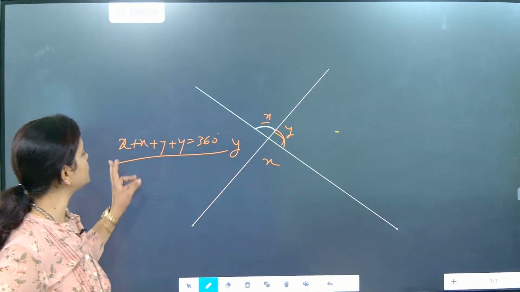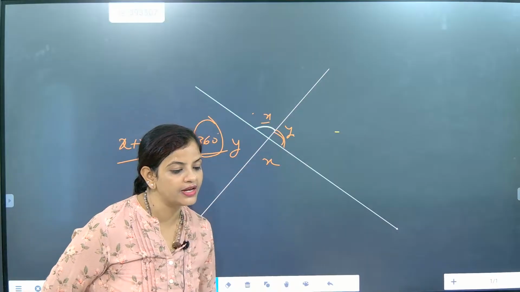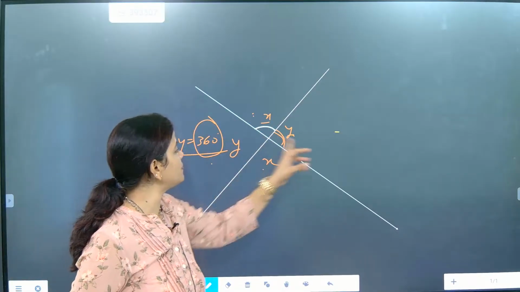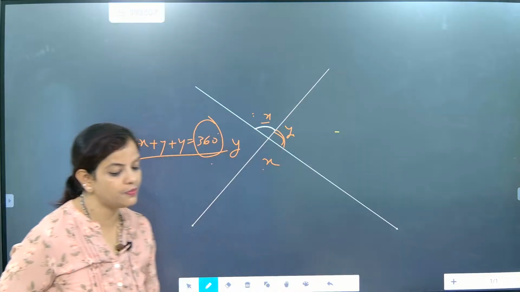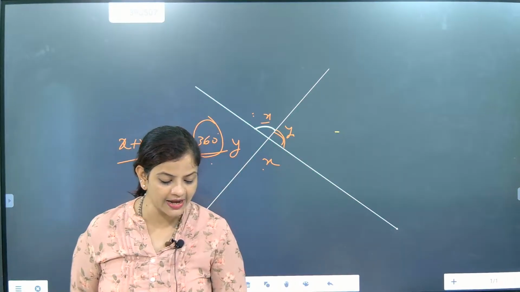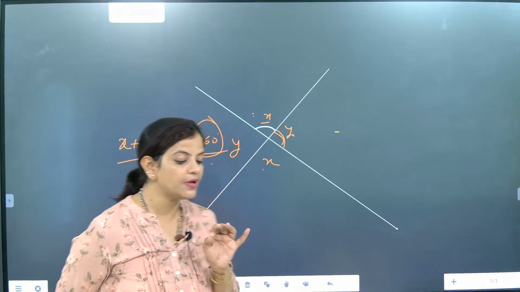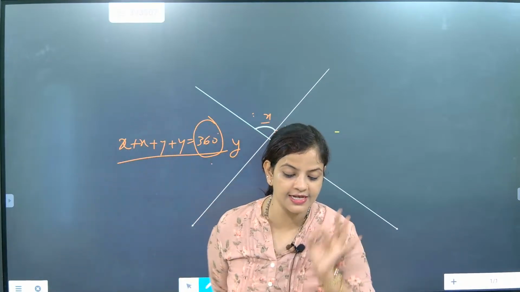So now please pay attention. No, not 360, beta. x plus y is equal to 180 degree. x plus x, y plus y will be equal to, the total angle will be coming as 360 degree. Okay, I hope everybody understood. Total angle will be coming as how much? 360 degree.